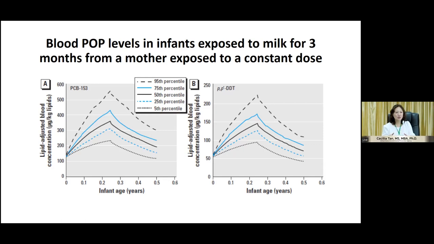It's the blood concentration in the infant. It goes up because they drink milk every day, and then peaks at 3 months. After they stop being exposed, it comes down. Another point I want to emphasize is, if you look at age zero, that means they were just born, and the concentration is not zero. The babies are born with some PCB or DDT in the body.